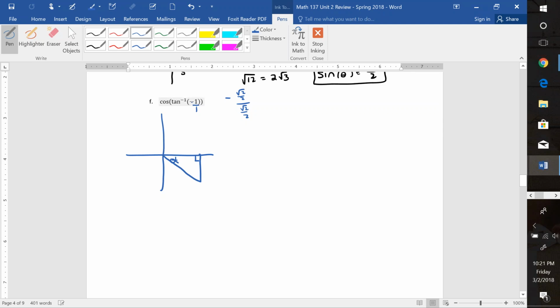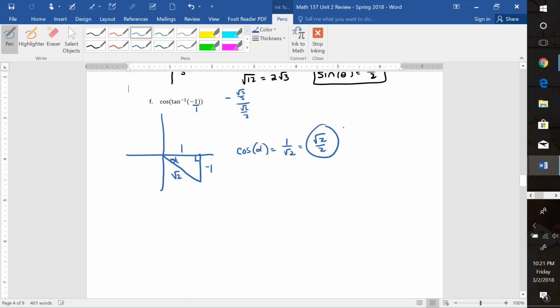And this would be opposite over adjacent. And if I use Pythagorean theorem, I would get square root of 2 for that hypotenuse. So that's where that's going to come from. So then I want cosine of that alpha. So that would be adjacent over hypotenuse, which is going to rationalize to square root of 2 over 2.